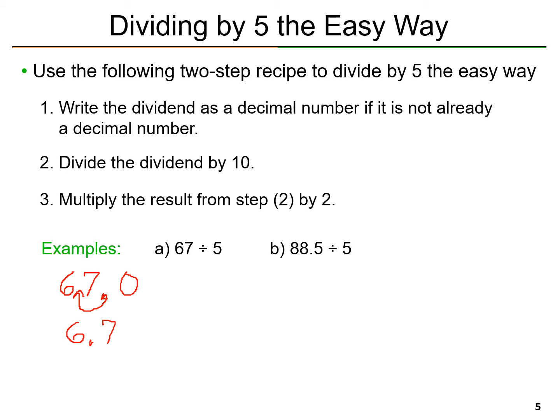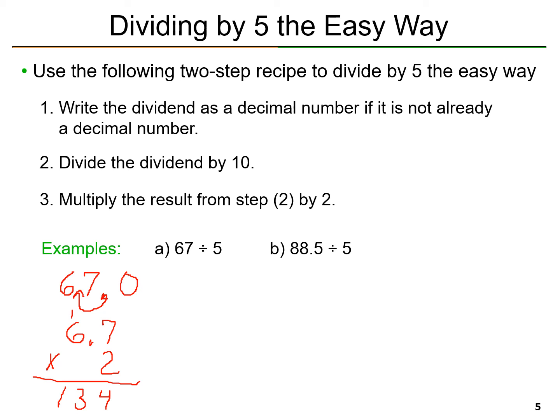Now in step 3, multiply the result we just got in step 2 by 2. So now I need to multiply times 2. 2 times 7 is 14. Write down the 4 and carry the 1. Let's bring down the decimal. Well, we'll worry about that later. Okay, 2 times 6 is 12. 12 plus the 1 we carried is 13.